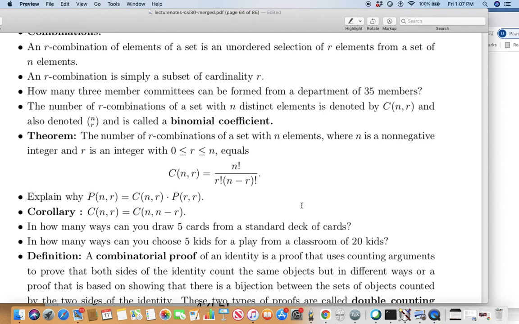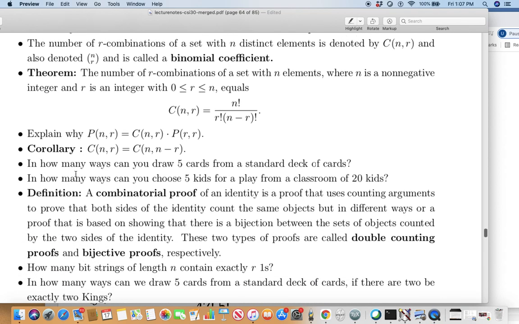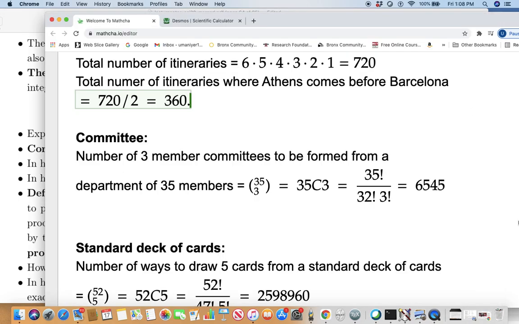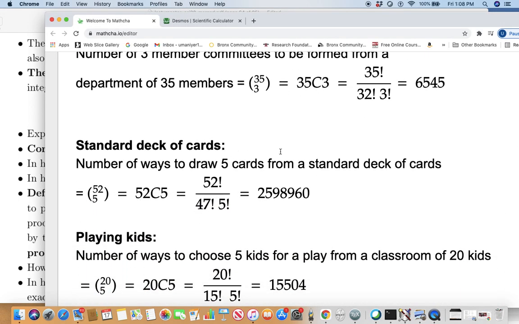In how many ways can you draw 5 cards from a standard deck of cards? Well, a standard deck of cards consists of 52 cards. I am drawing 5 cards. So 52 choose 5. I am drawing 5 from 52. Order does not matter. By formula, it is 52 factorial over (52 minus 5) 47 factorial times 5 factorial. And that's your answer.